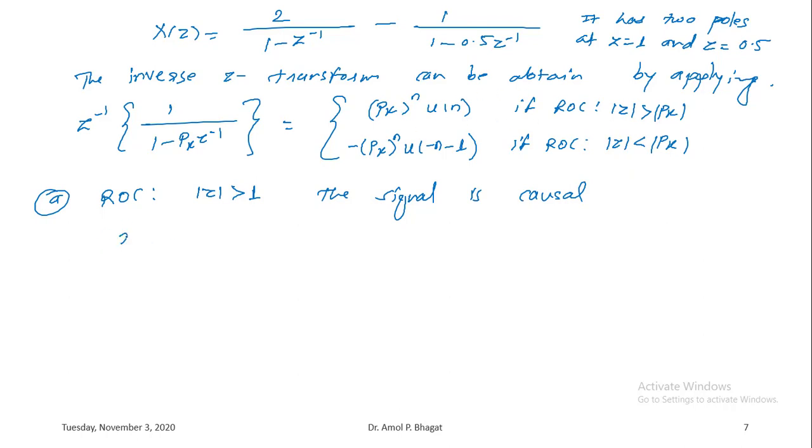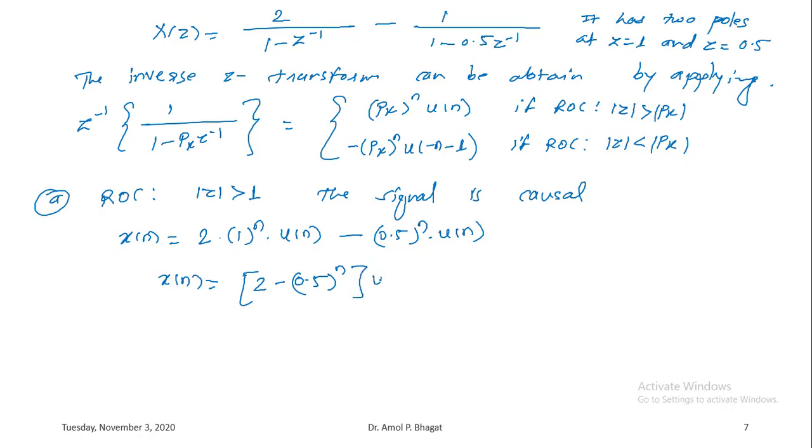Okay, so as per this first form, your x of n will be pk to the power n. So in this case the value of the pole is 1. Okay, so it will be 1 to the power n. Okay, so this 2 is a constant, so 2 will be as it is. Here the first pole value is 1, so it will be 1 to the power n into u of n, right? And minus, here the pole value is 0.5, so it will be 0.5 raised to the power n into again u of n, correct? So you can simply write it down as x of n. You can substitute any value of n, so it will be 1 only, right? So it will be simply 2 minus 0.5 raised to the power n into u of n, right? So that will be the required inverse transform as per the first condition, correct?